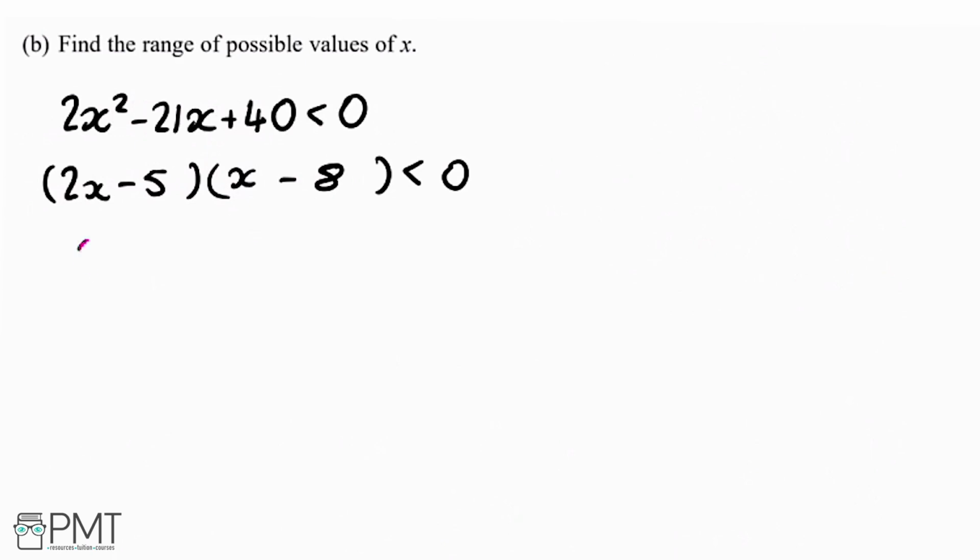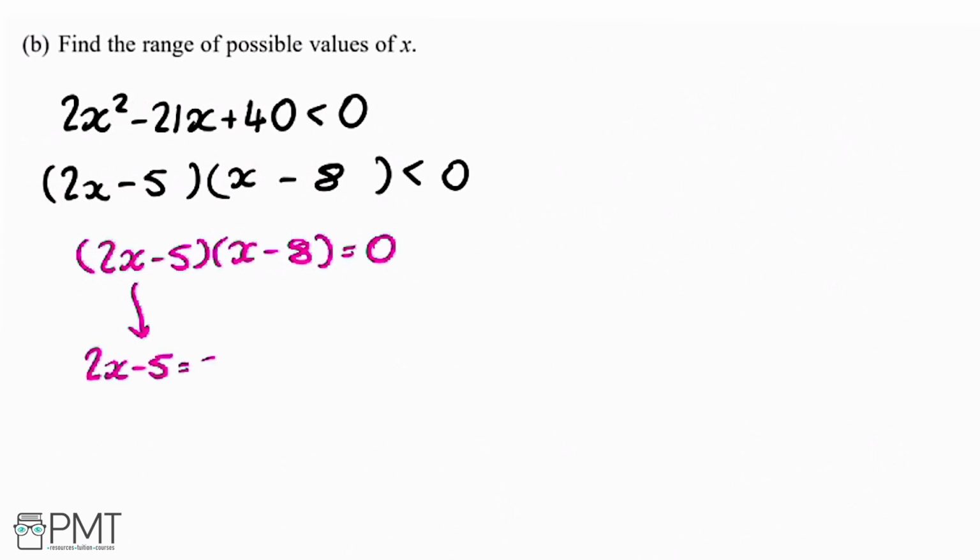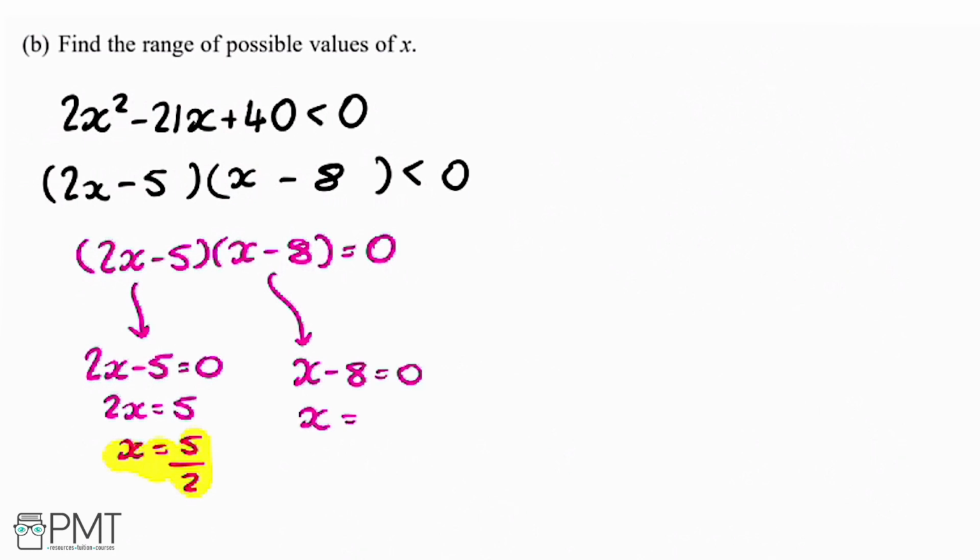For a second, we're just going to imagine that we set this set of brackets equal to 0. We can use this to get what are called our critical values. When two things multiplied together equal 0, either this bracket could equal 0 or this one. First, if this one equals 0, we have 2x - 5 = 0. If we add 5 to both sides, 2x = 5, so x = 5/2. If this one equals 0, we have x - 8 = 0, so x = 8. These are our critical values.